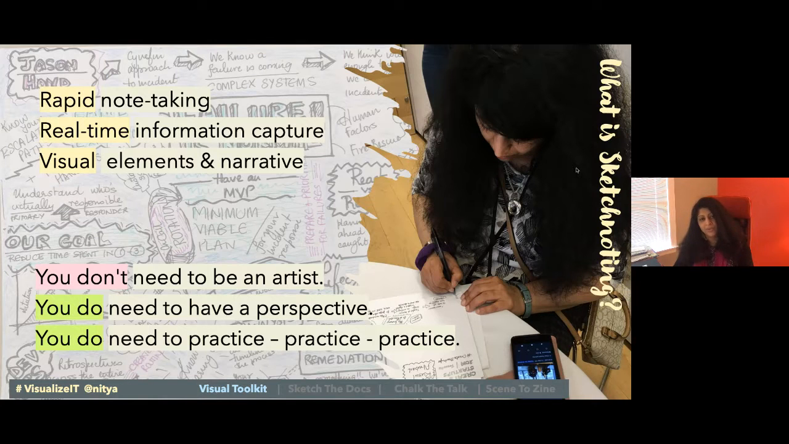And what sketchnoting is, this is actually a picture of me sketchnoting live. This was in Toronto, and Iman was actually there at the time. I was sketchnoting a talk as it happened, and you can see I had my phone next to me. I was taking pictures as I went, just in case they put something on that I couldn't capture in real time. Took a picture, I would have that with me for context, but then rapidly try to capture what I could. So rapid note-taking, real-time information capture, visual elements, and narrative.